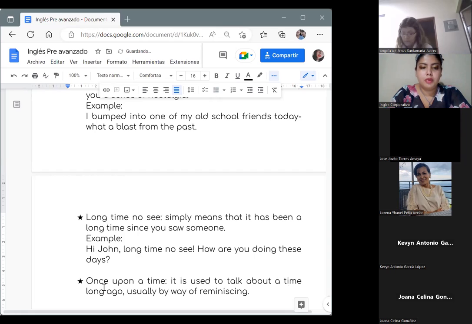We have the example. Once upon a time, it was safe to walk around this town at night.